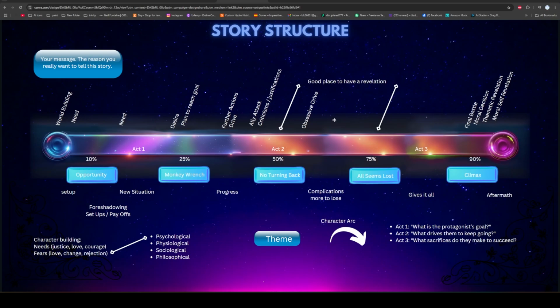And then we have more to lose, right? At this point, past that 50% mark, we realize there's more to lose, more complications. Between here and here is when all this happens. One, he learns about his uncle, and he doesn't want to hurt his uncle. That's more to lose.